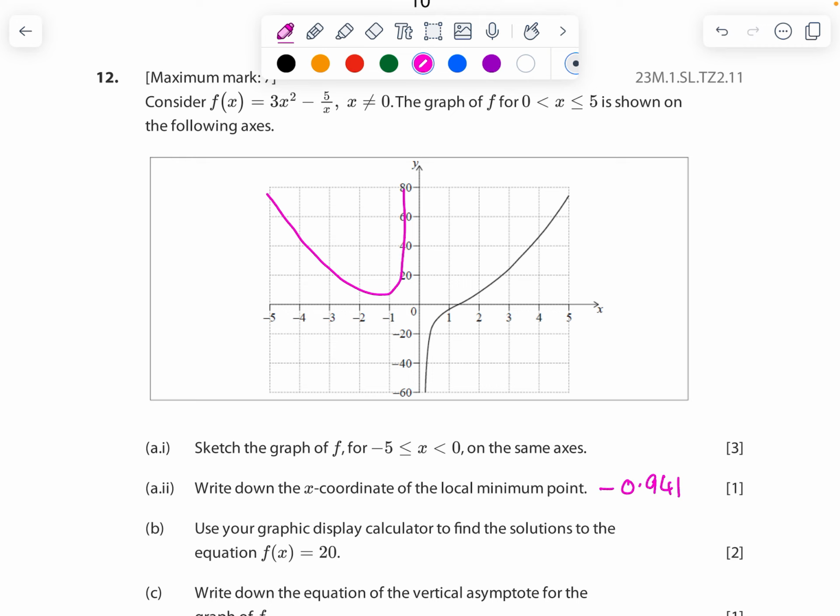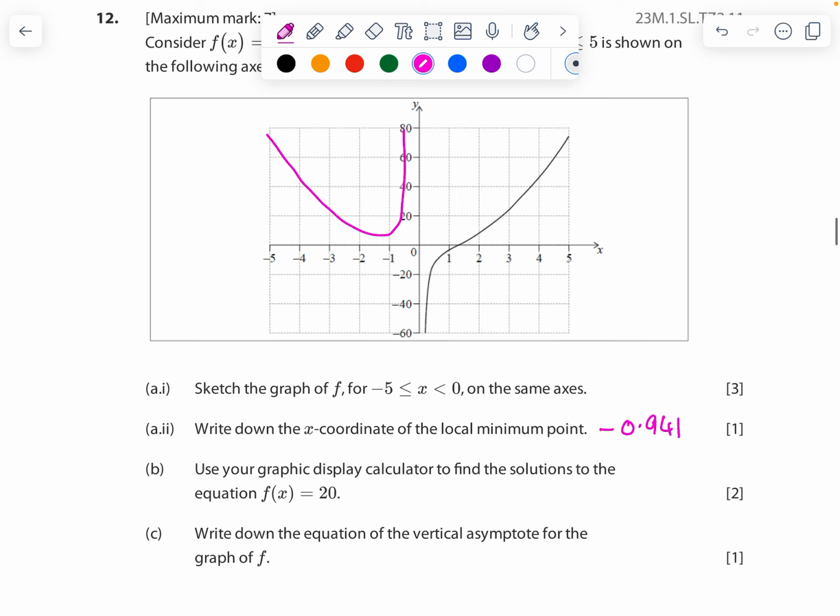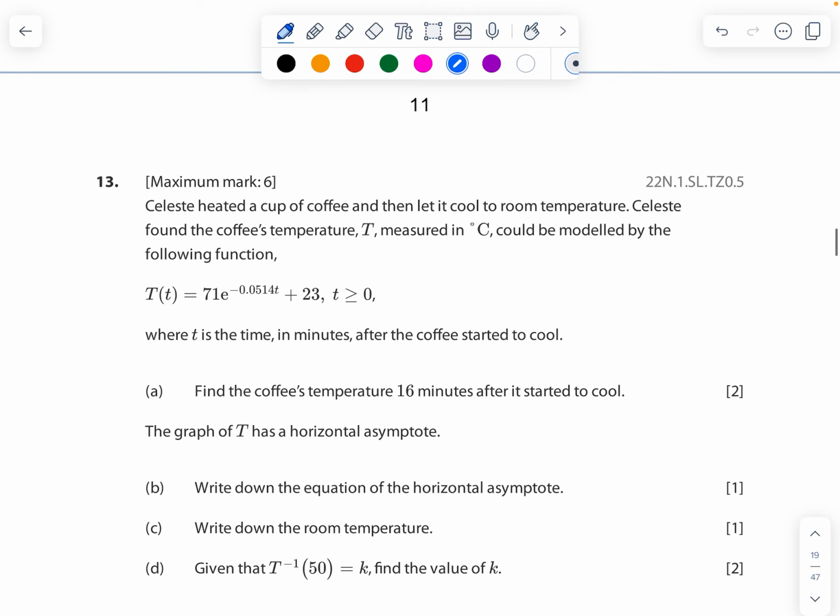0.941. Use the graphing display calculator to find all the solutions of f of x equals 20. So you'll be getting minus 2.45, minus 0.252, 2.70. All answers should be in three significant figures. Write down the equation of the vertical asymptote. We can see that it is not passing through the y-axis, so the y-axis, x equals 0, is going to be the vertical asymptote.